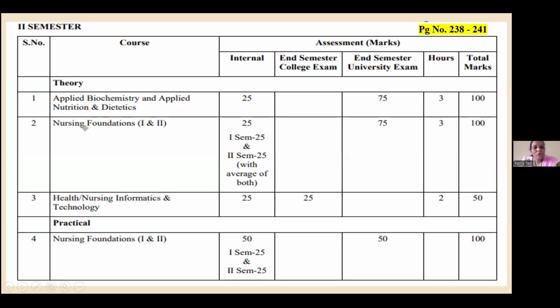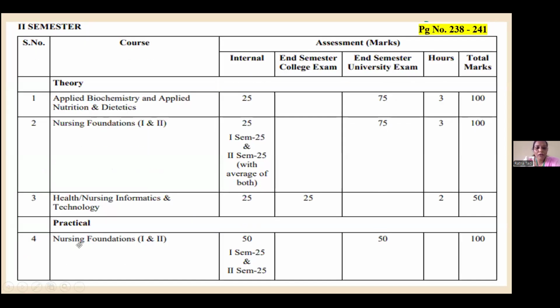So the NF1 marks that we calculated in the previous semester will be added, merged with the NF2 marks, and in theory it has to be divided by 2, and again the marks will be sent out of 25 only for theory. That we have to remember. And then 75 will be the university exam, that is 3 hours, and 100 marks will be the total. HNIT is again a collegiate exam, so we remember like English, how we have 25 for internal and 25 for college level exam. So that has to be done the same as English.